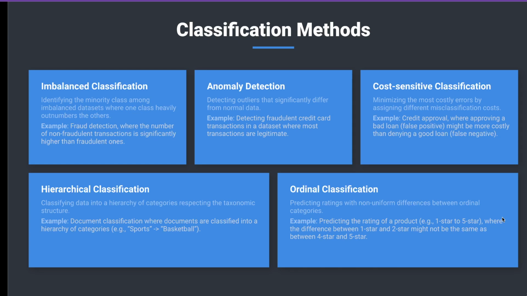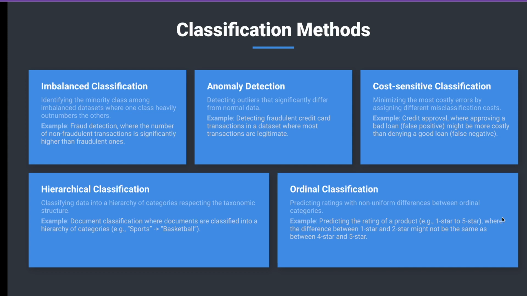Cost-sensitive classification. Here's a unique one. Well, we can apply a false positive, true negative, and we can say, hey, a bad loan might cost us significantly more than denying a good loan. Okay, so minimizing the costly errors by assigning different misclassification costs. This is used in medicine too sometimes, where we don't want to give a chemotherapy, a toxic drug, to a person that does not have cancer.